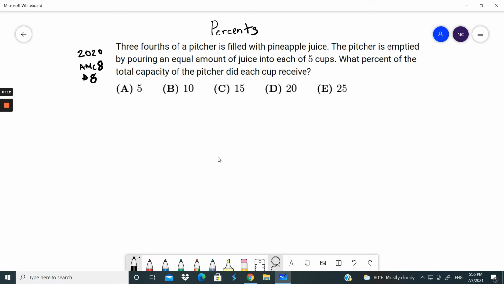3/4 of a pitcher is filled with pineapple juice. The pitcher is emptied by pouring an equal amount of juice into each of 5 cups. What percent of the total capacity of the pitcher did each cup receive? For those of you who would like to solve the problem on your own, please pause the video in the next 5 seconds.